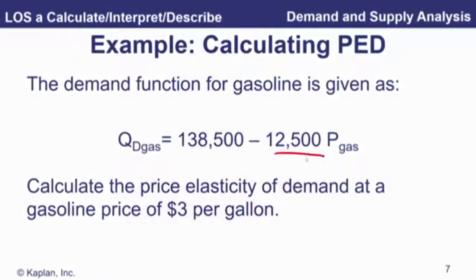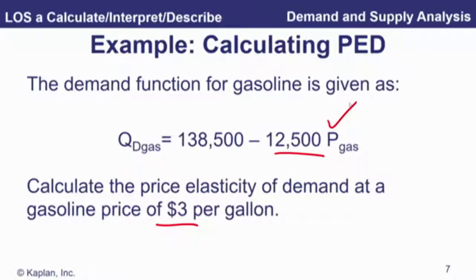So as soon as you see that, what should jump salmon-like to the forefront of your mind is here is the slope coefficient of price, 12,500. So that's going to help. Now all I need is the current quantity and current price, and I'm in. What do they give me? Well, calculate the price elasticity of demand at a price of $3.